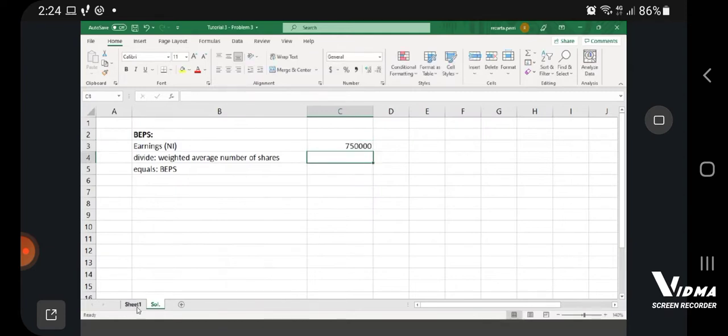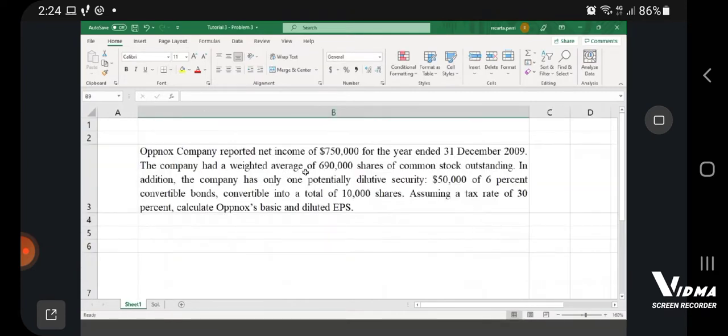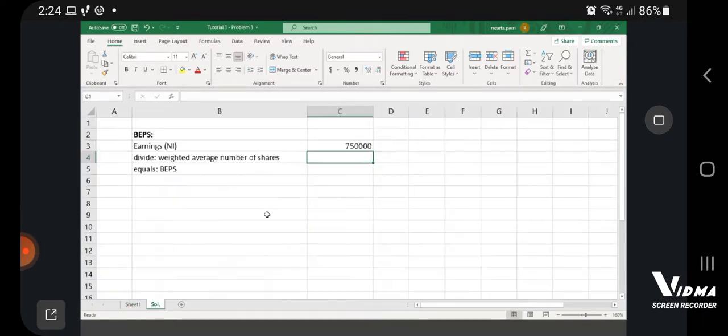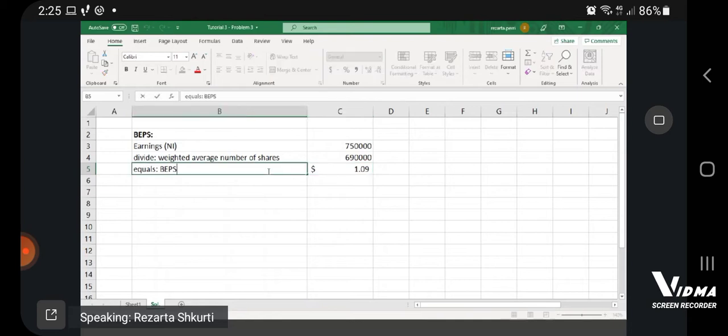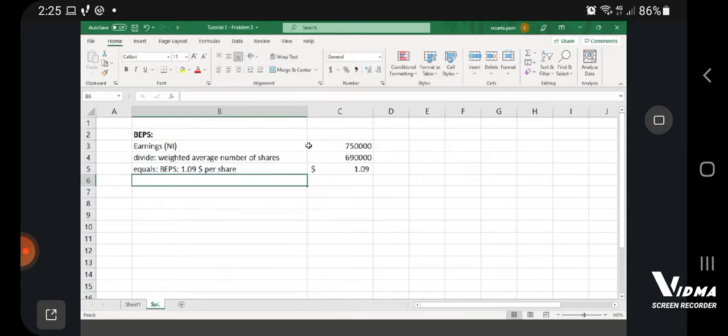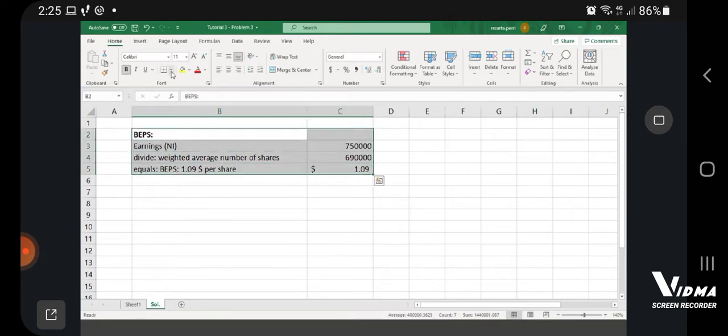The weighted average number of shares is provided over there. It's 690,000. So this means that the earnings per share will be calculated, and I'm also inserting that there, $1.09 per share. So this is how easily we can calculate the first thing, that is basic earnings per share.